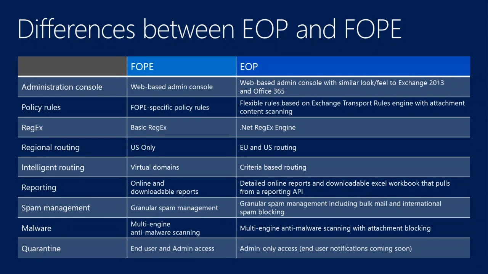Again, policy rules, significant improvement in terms of rules around the tie-up between what we had in FOPI and then the Exchange transport rule type capabilities. And then we've got intelligent routing, the ability to do that criteria-based routing and send things out of different connectors based on data type or the rules that you set. And again, the improvement in reporting. So really, overall, a significant improvement in terms of capability, reporting, admin interface, which I hope you'll agree is a nice interface to use. It's pretty clean and pretty straightforward.